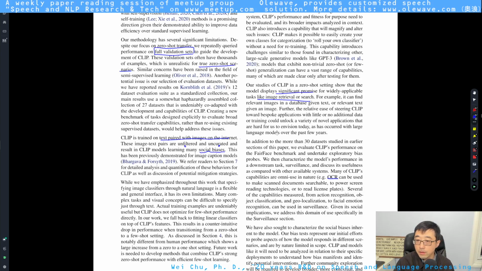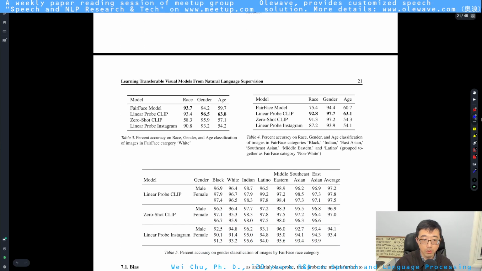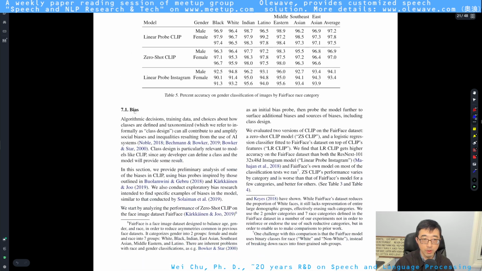And the take-home message is that many of the CLIP capabilities are omni-use in nature. I don't know how you understand this sentence. Okay. I think after they talk about the basics, they move on to the most important part in this section, bias. Bias section, I think the results are interesting to me.